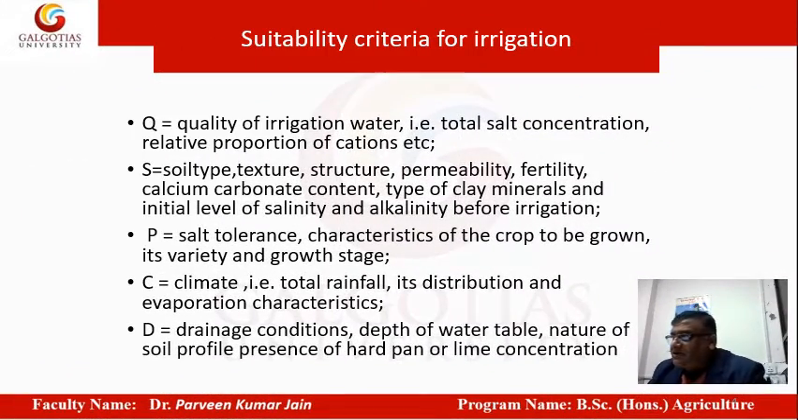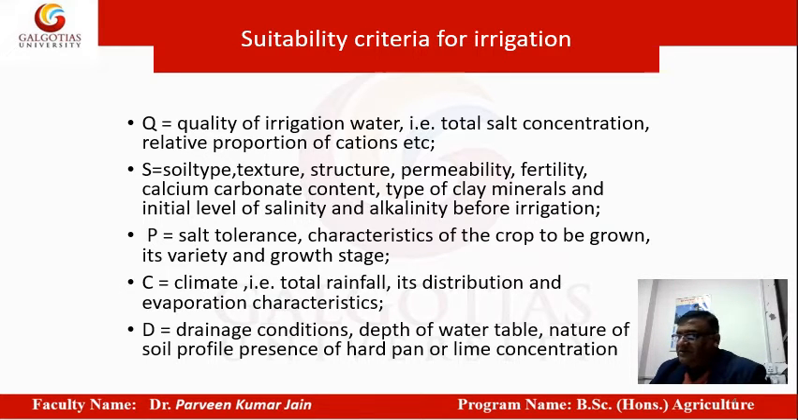Q is the quality of irrigation water, that is total salt concentrations, relative proportion of cations, etc. S is soil type: the texture, structure, permeability, fertility, calcium carbonate content, types of clay minerals, and initial levels of salinity and alkalinity before irrigation. So S is the factor reflecting the type of soil, texture, structure, permeability, fertility, calcium, and all these things.